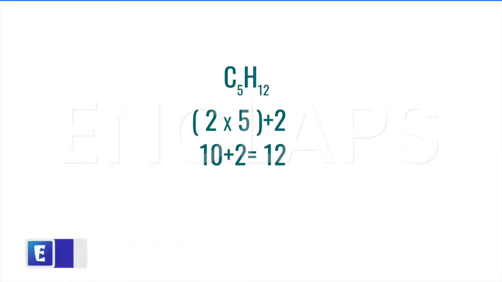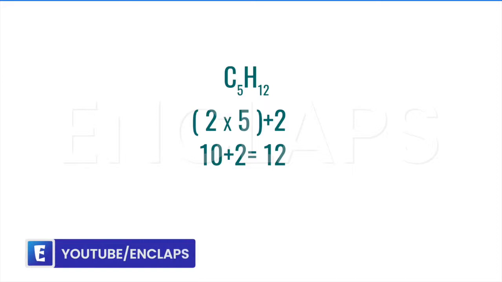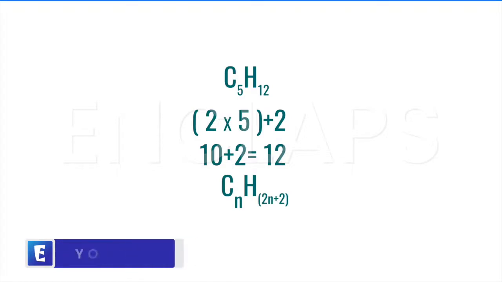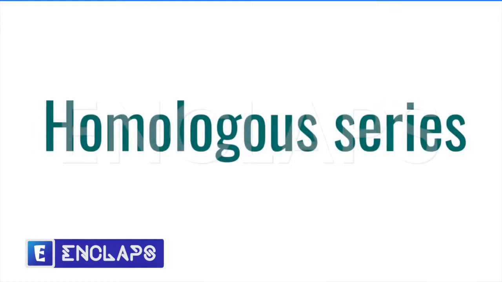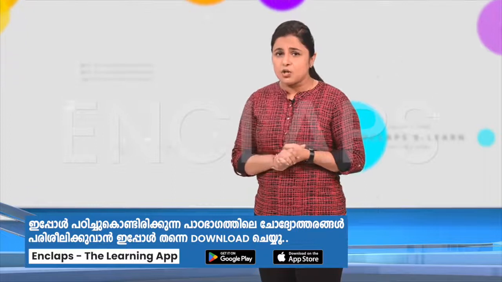So can you deduce a formula indicating the relation between carbon and hydrogen atoms? Yes, CnH2n+2, where n is the number of carbon atoms. Clear? Then this series has a common name, that is called homologous series. So what are the features of a homologous series?